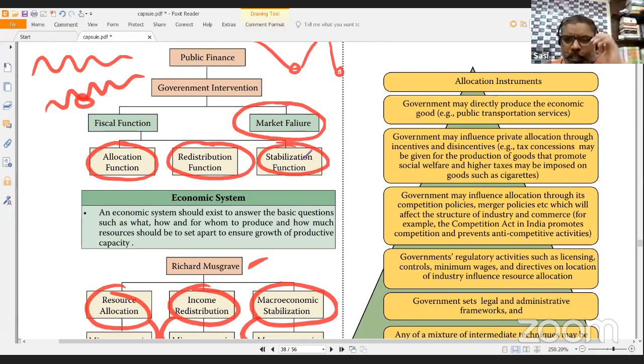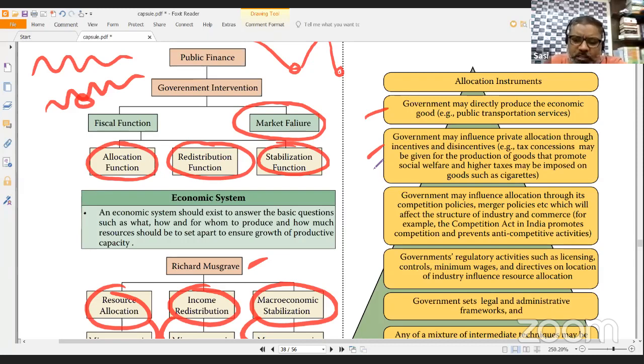What ways can the government do the allocation function? A lot of ways are there. Again, we don't have to go through them in detail. In general, what are the possible ways the government can perform its allocation function? Maybe it will directly produce the goods. Like for example, in India, railways, government itself is operating it. Or maybe it will influence the private allocation with incentives and disincentives. For example, electric vehicles in India get a tax benefit. That's the way government is influencing the allocation of resources of the people and businesses, giving some incentives.